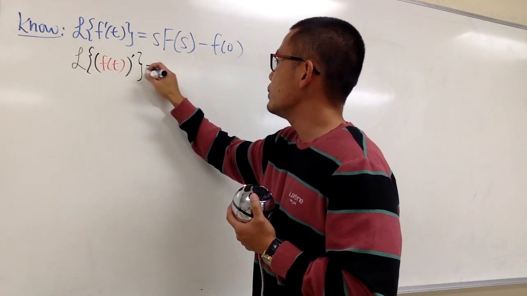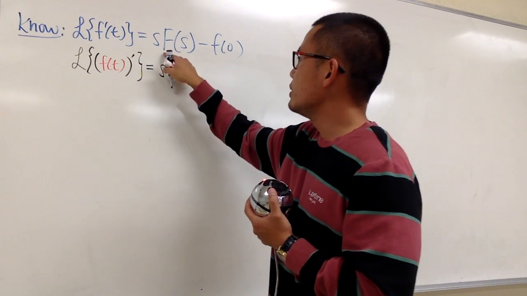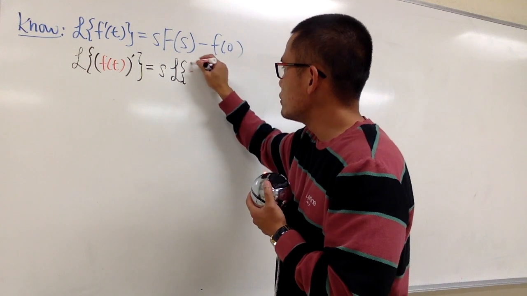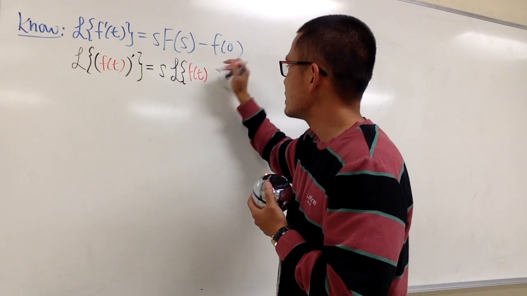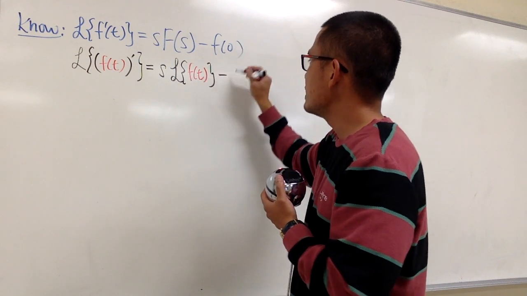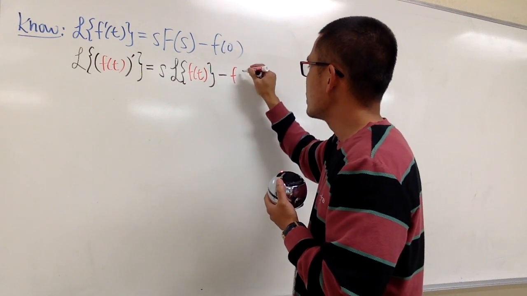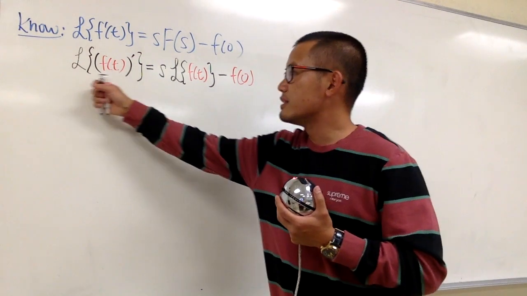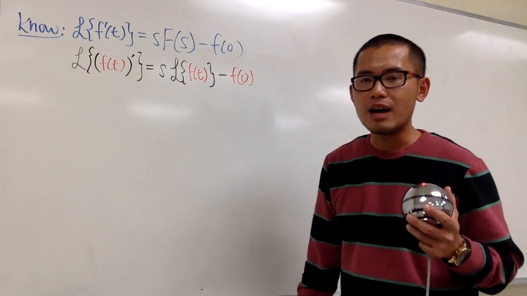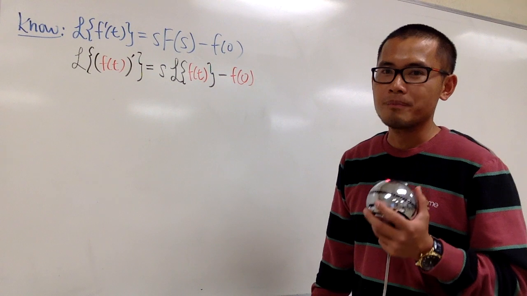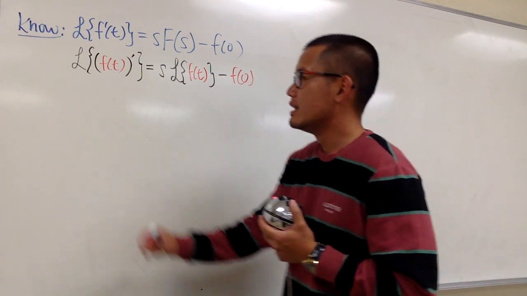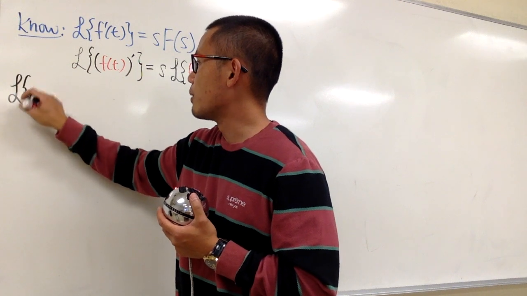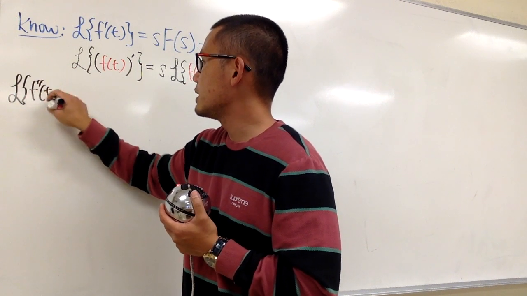And this is equal to s. And then we know F of s is the same as saying the Laplace transform of the original, which is f of t, like this. And then we will minus f of 0, right? Just like that. All right, this is the result that we had previously, and now let's check out what's the Laplace transform of f double prime, all right? So let me write this down right here. I want to find out the Laplace transform of f double prime of t.